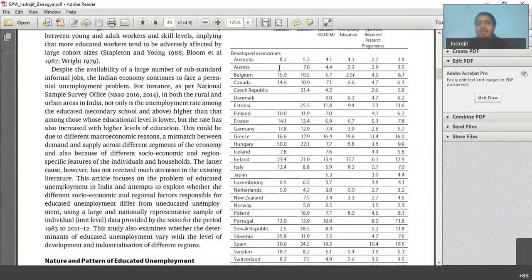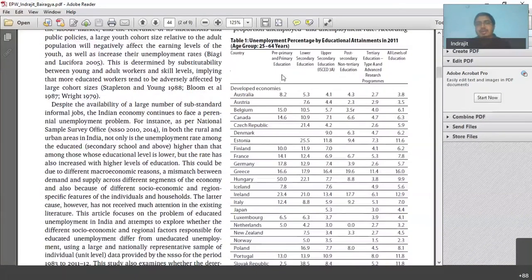You see, for a developed country, if I take the example of Australia, as education increases, here the first row of this table represents different education levels: pre-primary and primary, then lower secondary, upper secondary, post-secondary. So the unemployment rate decreases as education level increases. You should not concentrate on the last column, because this is the average across all levels of education. So as education increases, the unemployment rate decreases for developed countries.